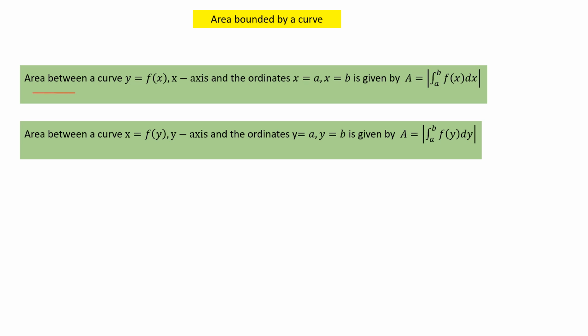y equal to f of x, the x-axis, and the two ordinates x equal to a, x equal to b is given by capital A is equal to the absolute value of integral a to b f of x into dx. Suppose if I want to calculate area between a curve x equal to f of y, the y-axis, and the two points y equal to a and y equal to b, it is given by capital A is equal to the absolute value of integral a to b f of y into dy.